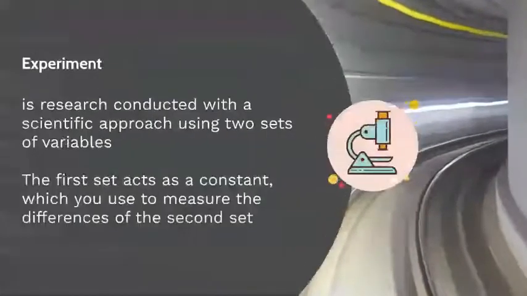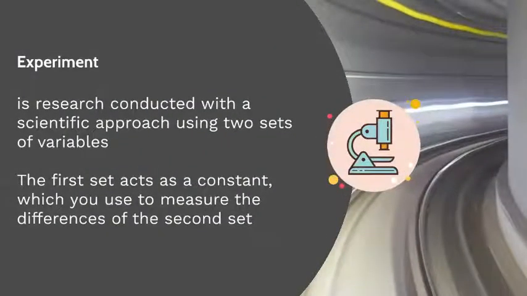The other type is the experiment, usually made in a laboratory. You use some instruments to collect data. You usually have two sets of variables, a constant variable, and another group of variables that are used to compare and measure to collect your data.